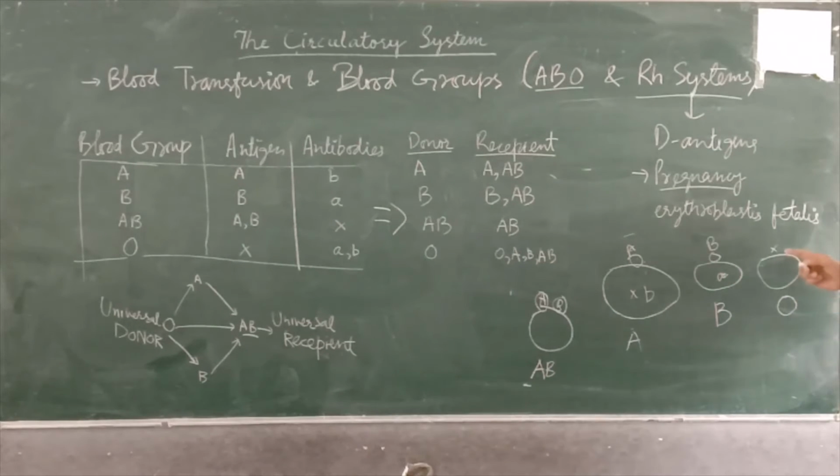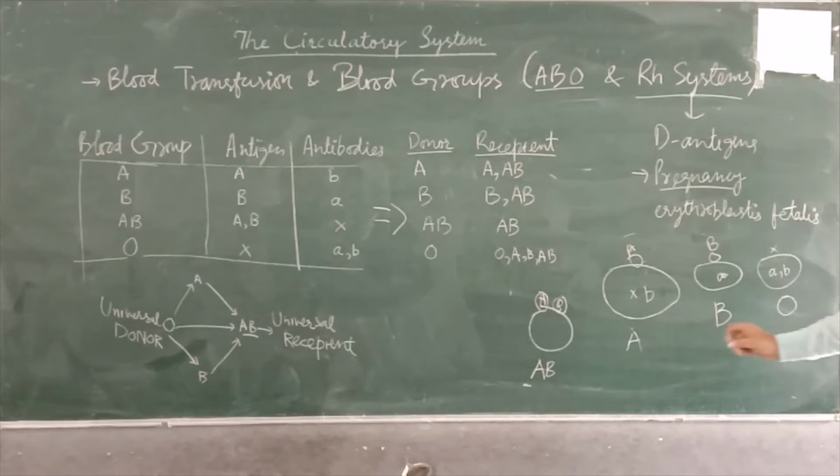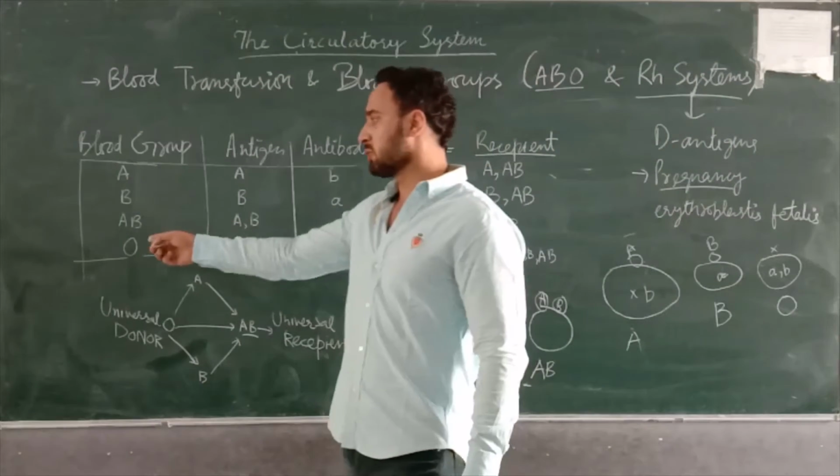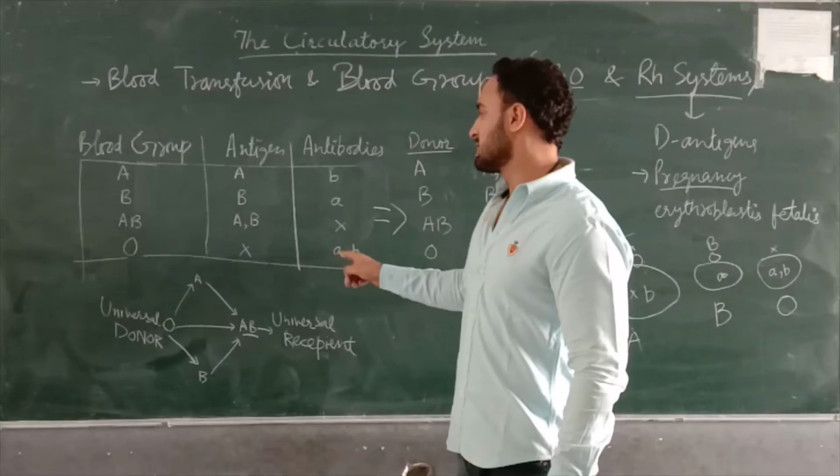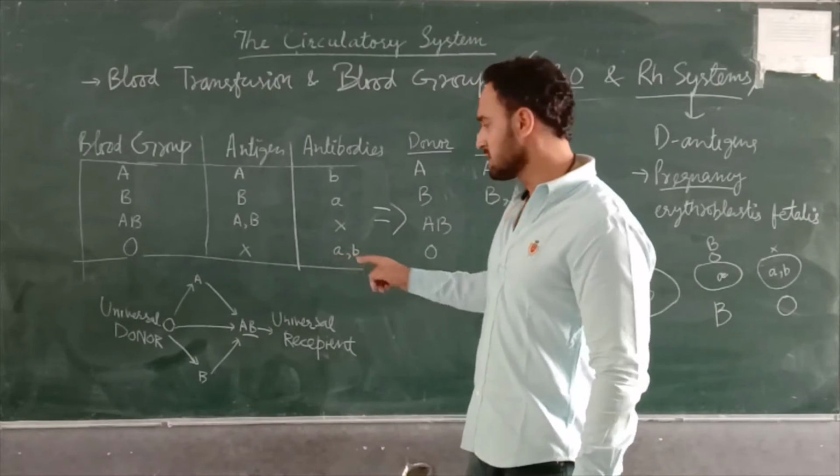And this O blood group, because it does not have any antigen present on the surface of RBCs, has both the antibodies A and B.